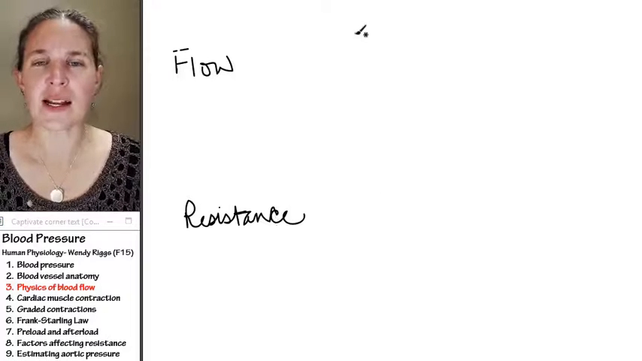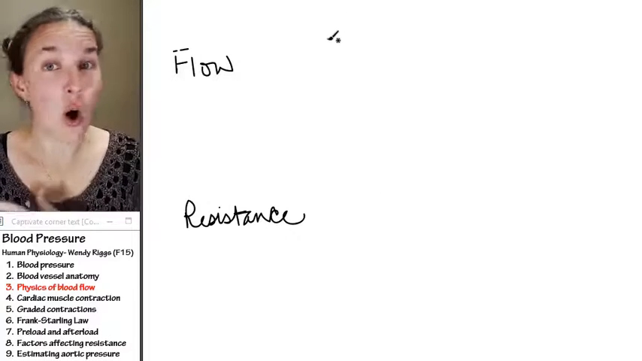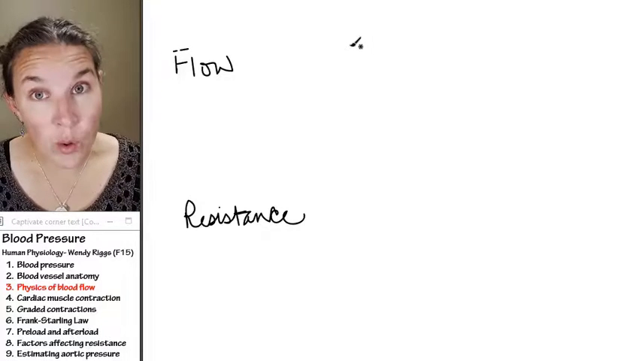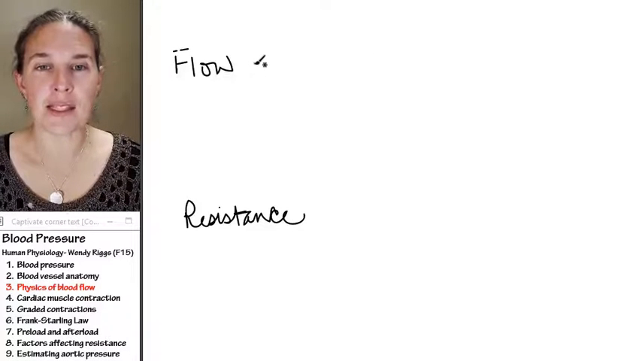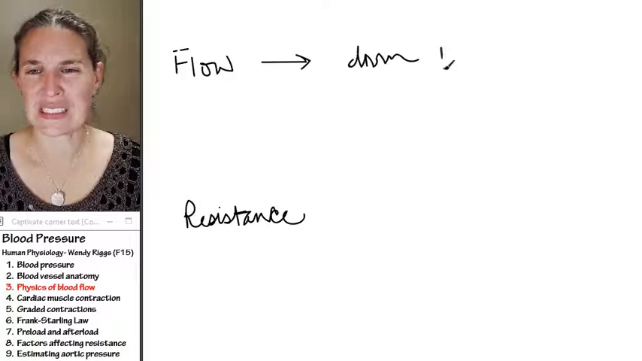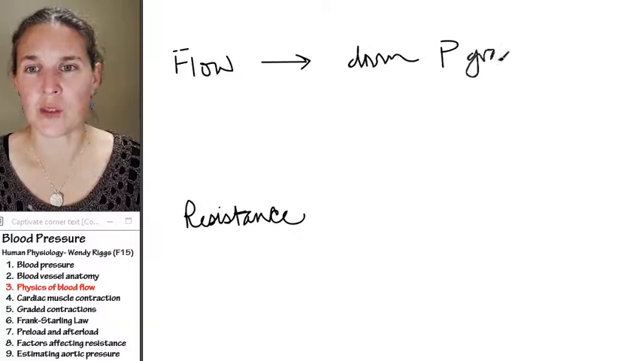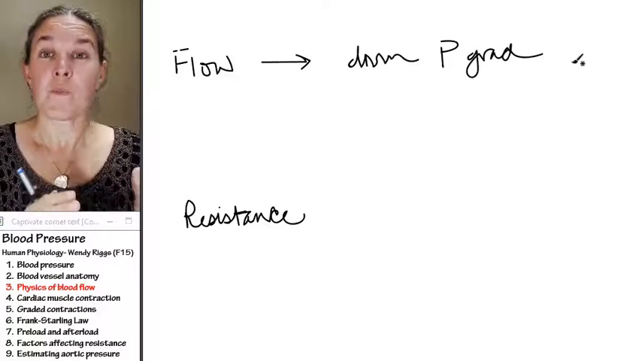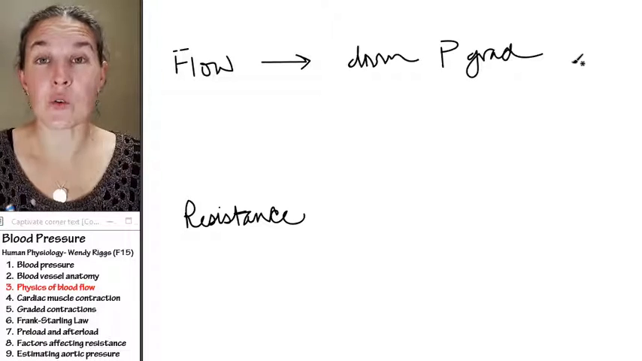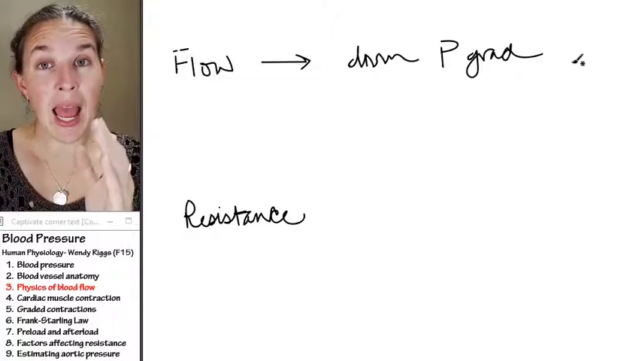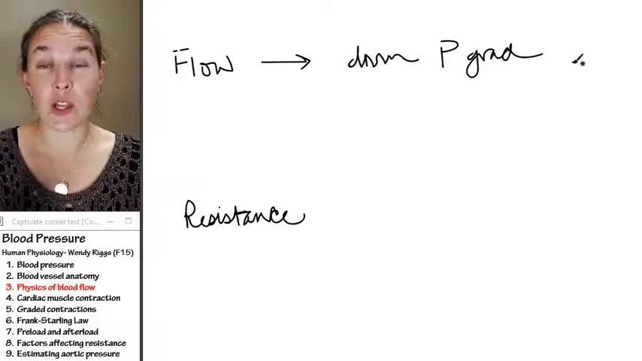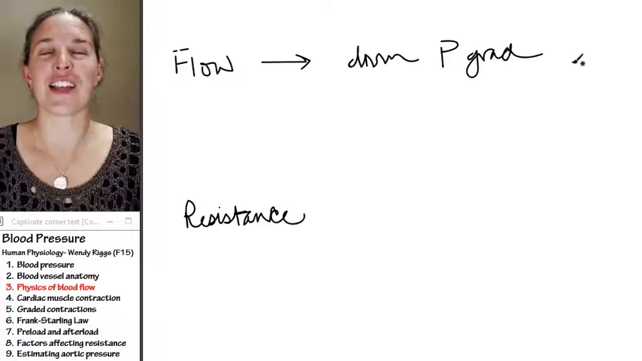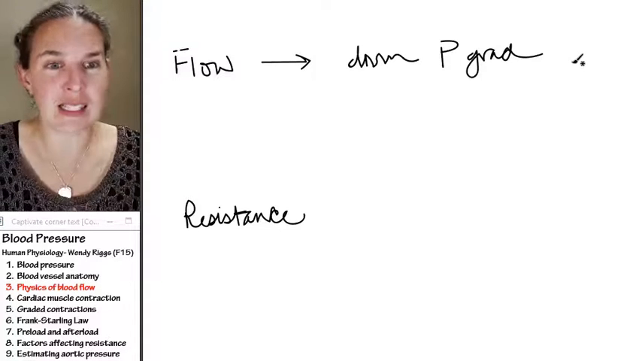And here's the fact. Fluids, all fluids, flow down pressure gradients. So blood is going to move always from a high pressure zone to a low pressure zone. This is, thankfully, incredibly intuitive. This makes sense to us.